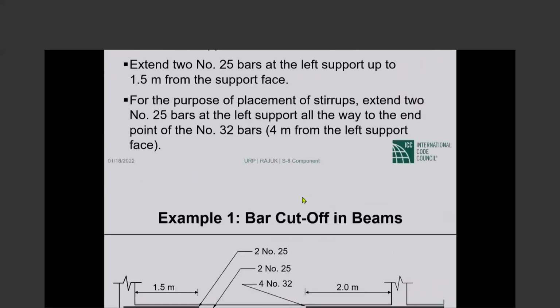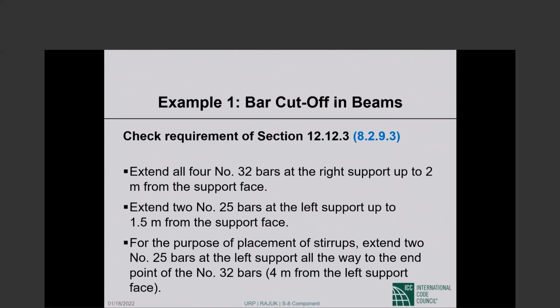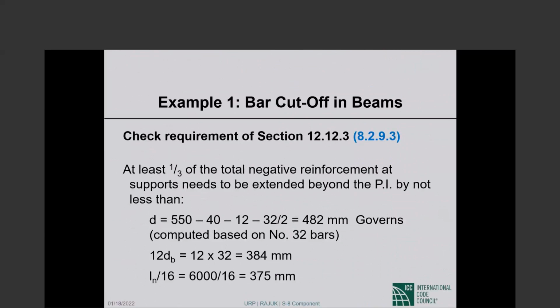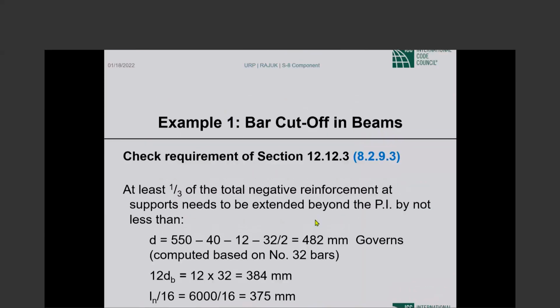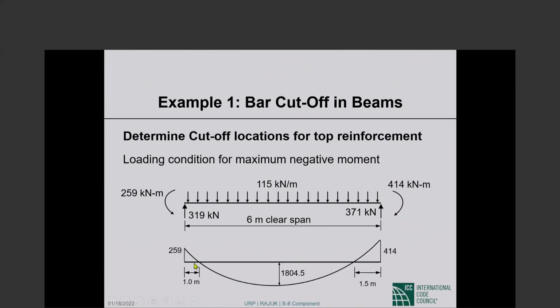And the 1.5 meters and 2 meters are based on the extensions beyond the inflection point. So we need extension of 482 from the inflection points, and the inflection points are at 1 meter and 1.5 meters. So we could go 1 meter plus the extension, and here we could go 1.5 meters plus the extension, and that's precisely what has been done.